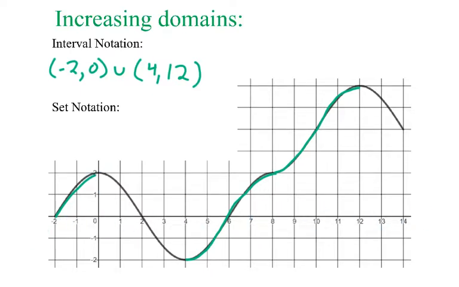All right? And then in set notation, that'd be -2 is less than x is less than 0, or 4 less than x less than 12. But we read that as x is between -2 and 0, or x is between 4 and 12. Those are the intervals on which f of x is increasing.